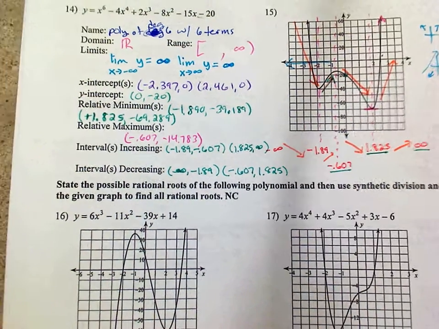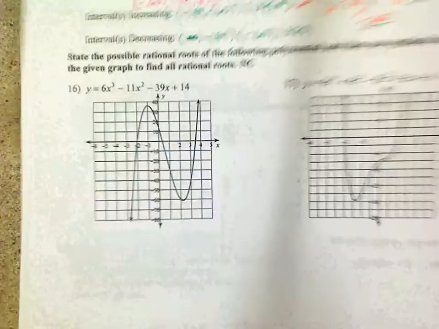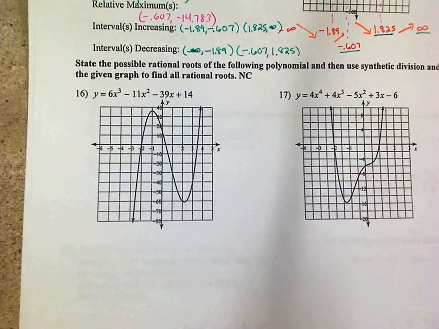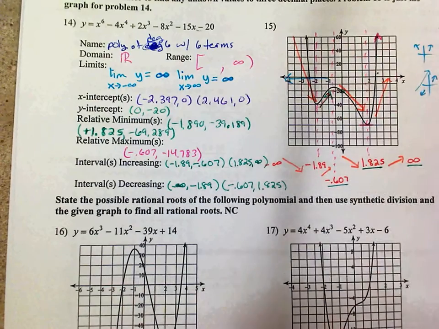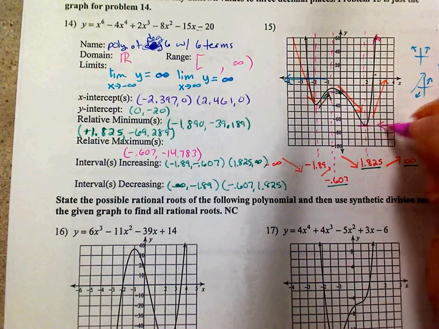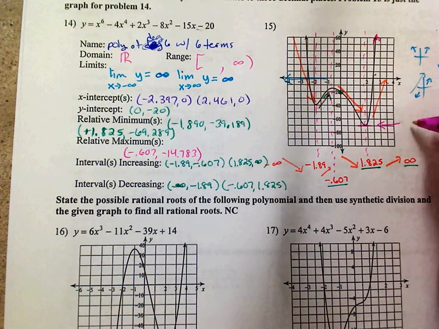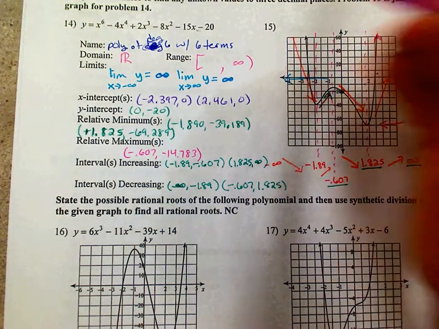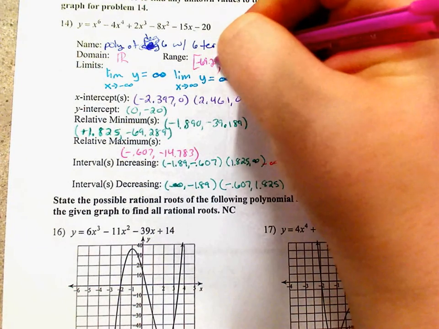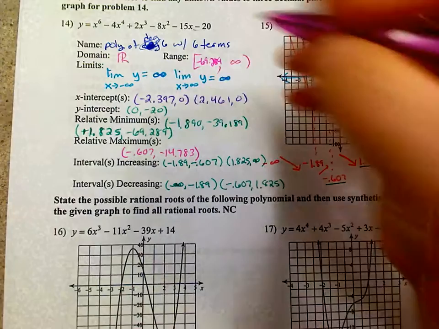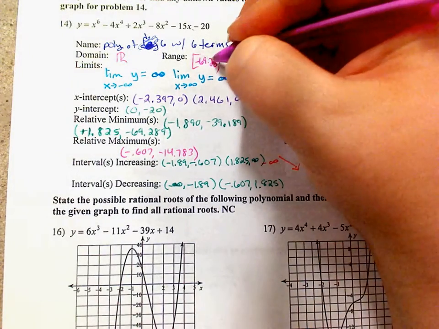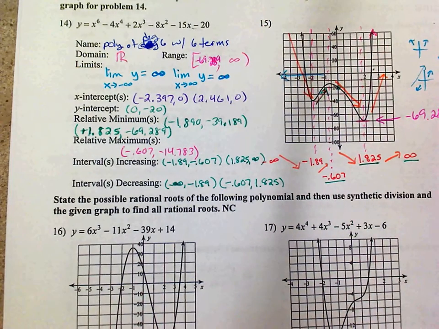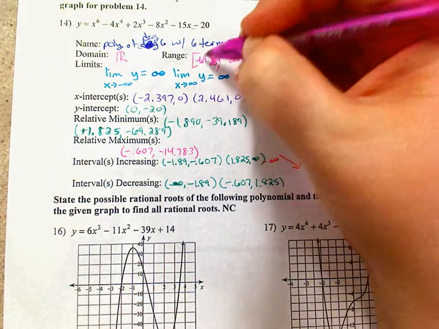Let's go to number 16. Oh yeah, I was just kidding. What is that lowest y value? Negative 69.289. Thank you for reminding me. So this is negative 69.289. So it's not enough to just look at the graph and be like, I think it's this. You got to find the exact.